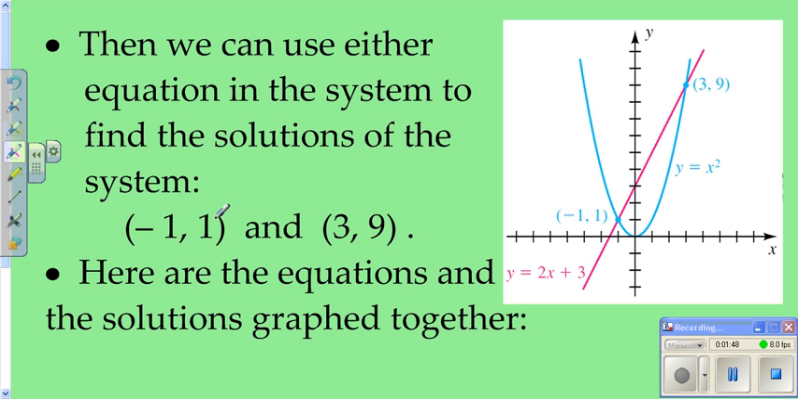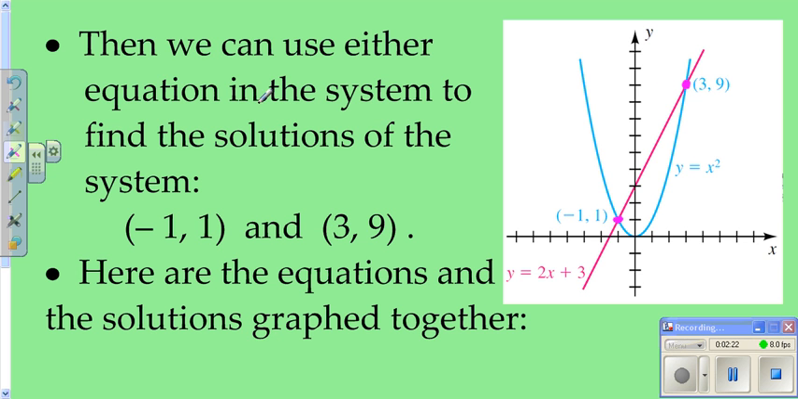Well, how do you figure out the y value if you know the x value? If your x is -1, all you have to do is plug in -1 into one of your two equations. So if we plug it into the pink one over here, 2 times -1 plus 3, that's how we get the 1. So we have our line and our parabola crossing right here. We also have our x being 3 for the other one. Plug that in here, and we get 9. So the line and the parabola cross at this point also.